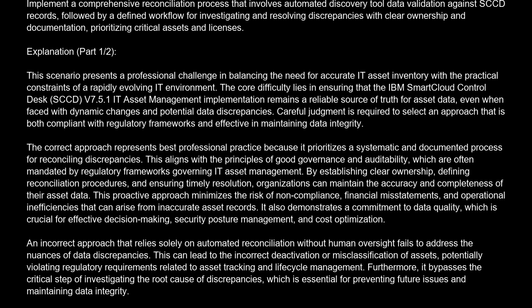The core difficulty lies in ensuring that the IBM SmartCloud Control Desk SCCD V7.5 One IT asset management implementation remains a reliable source of truth for asset data, even when faced with dynamic changes and potential data discrepancies. Careful judgment is required to select an approach that is both compliant with regulatory frameworks and effective in maintaining data integrity. The correct approach represents best professional practice because it prioritizes a systematic and documented process for reconciling discrepancies.